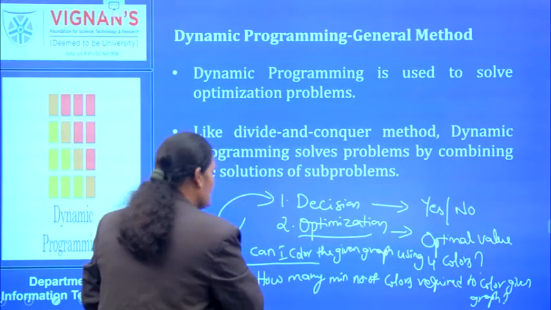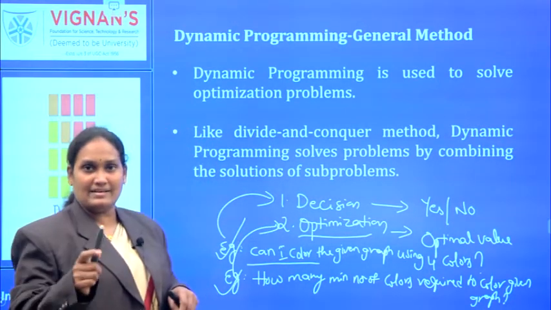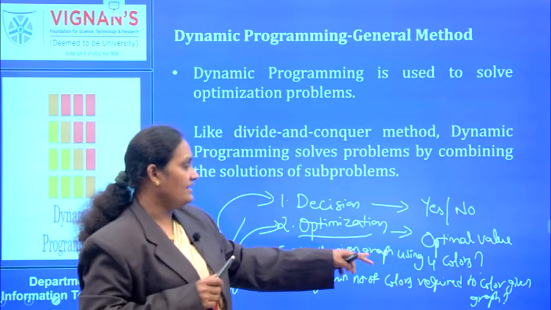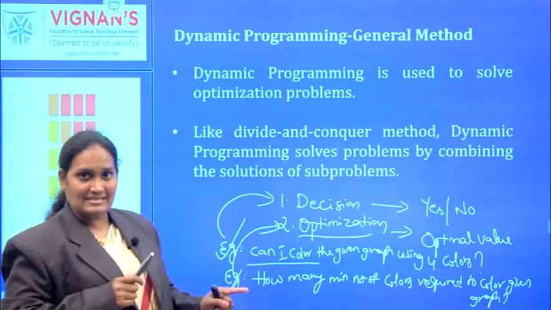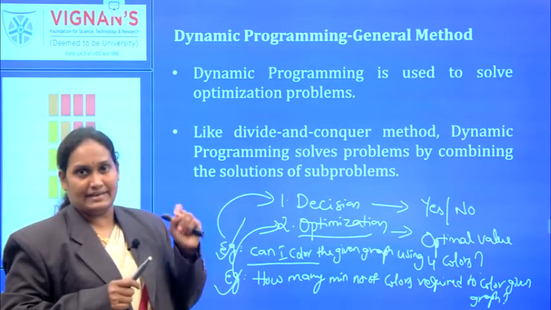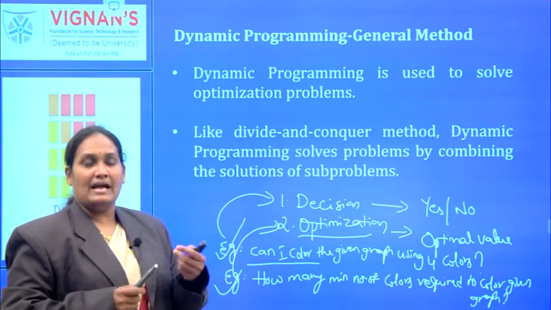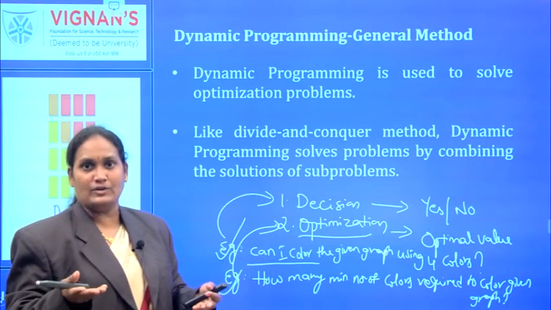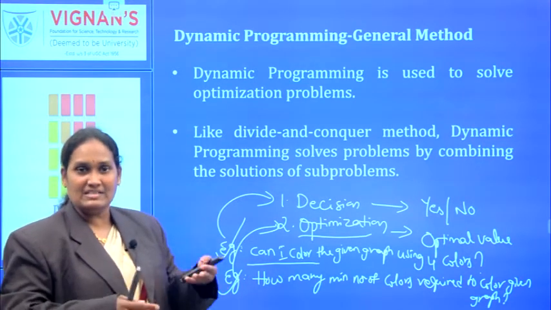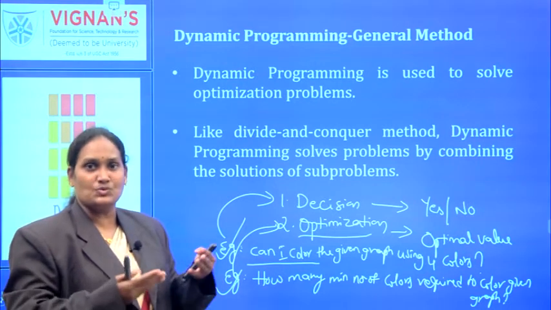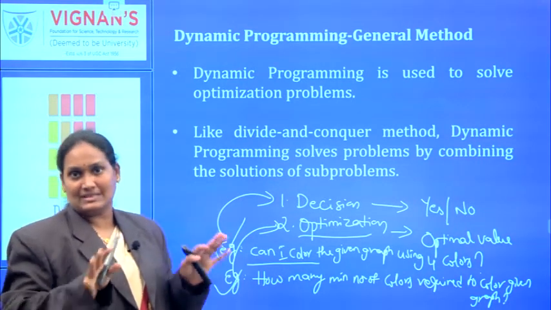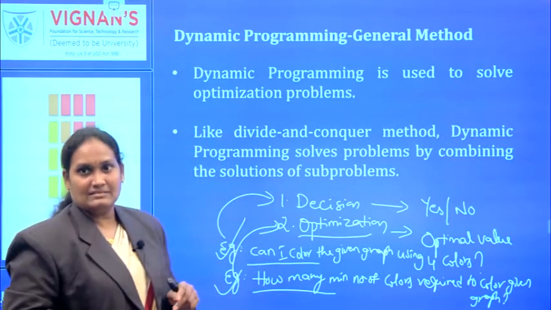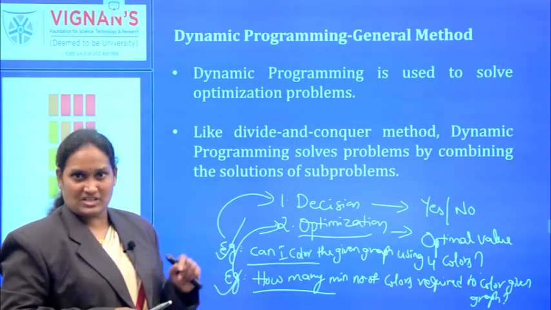Obviously the second one becomes an optimization problem. How are we saying the second one is an optimization problem? How many minimum number of colors are required to color the given graph? Here I asked for the minimum number of colors required. I can say 2 colors, or 3 colors, or 4 colors are required to color the given graph. That is, we are giving some optimal value, either 2, 3, 4, 5, 6, something based on the given graph. Since we are giving an optimal value as the answer, this problem is called an optimization problem.